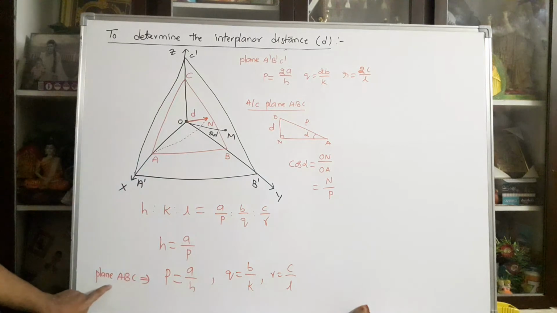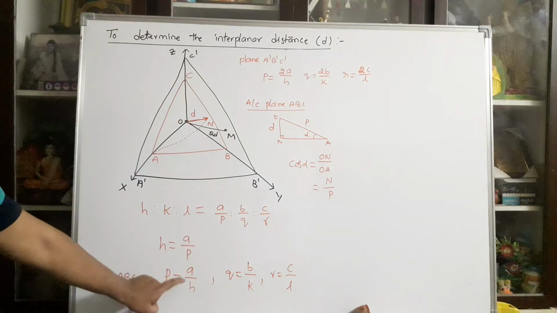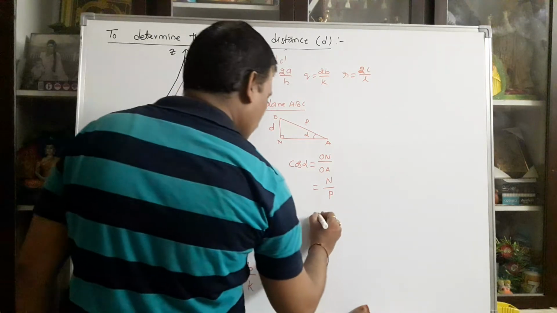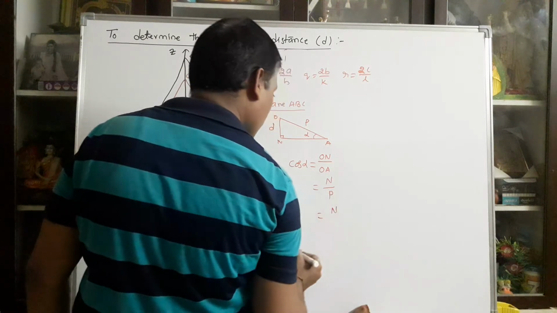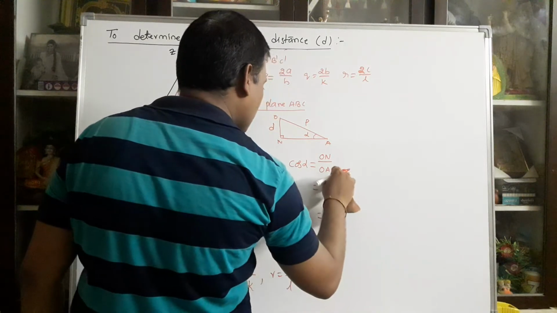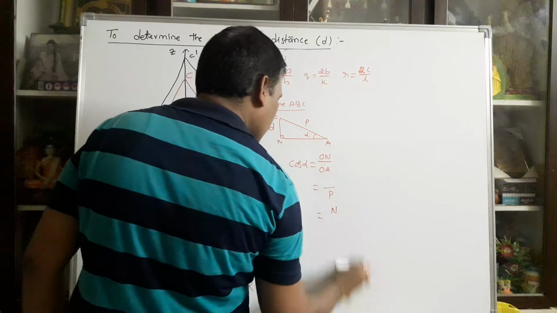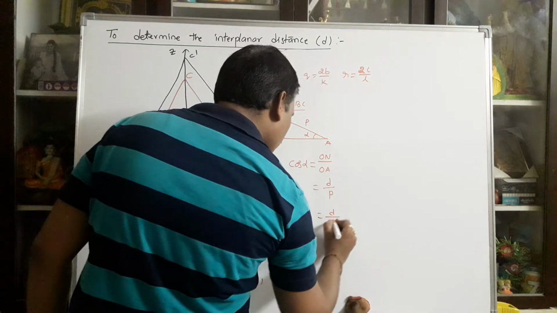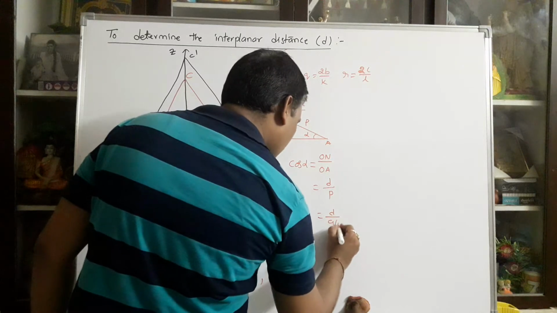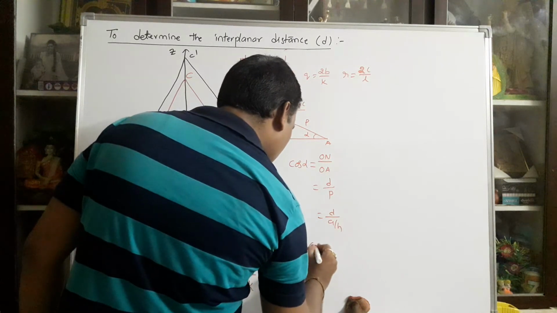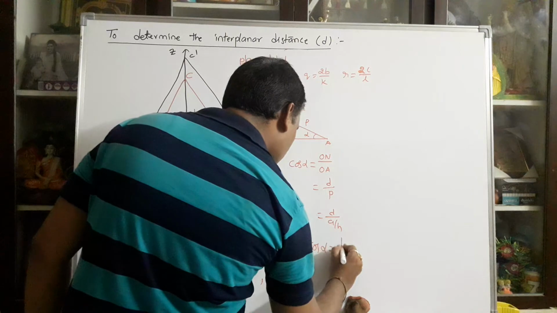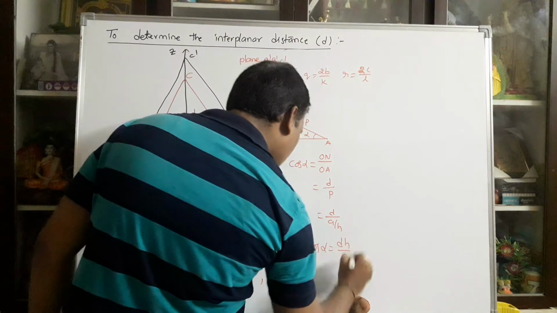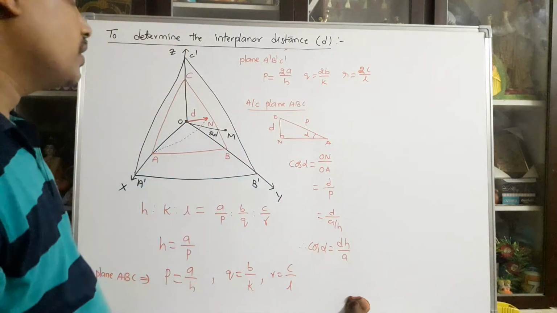According to plane ABC, p can be taken as a by h. So the distance d by p is nothing but h by a. So finally you get the cos alpha value equal to dh by a. Cos alpha is equal to dh by a.